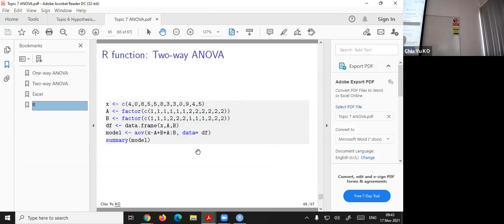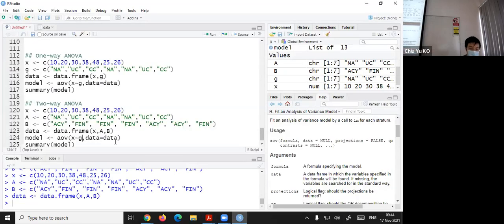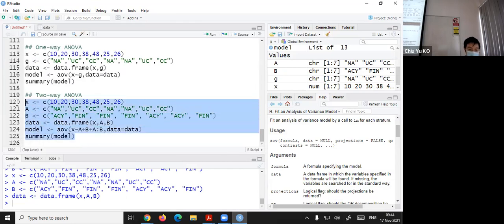Remember the page in the slide: we tell them A and B and A intersect B, the intersection. So the model we have in our class is X depends on the factor A, factor B, and also the interaction term. So we can just do this: A plus B and A interaction B. Okay, so we run this.